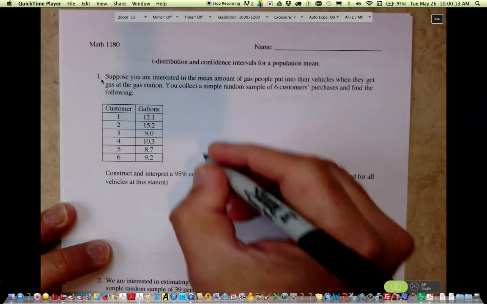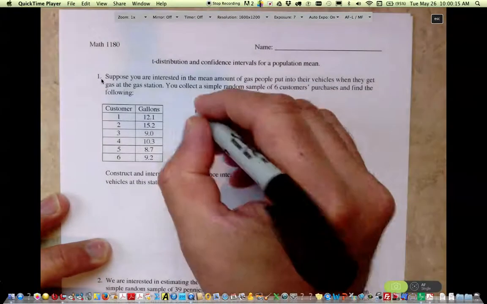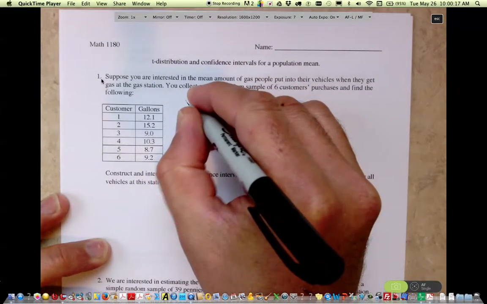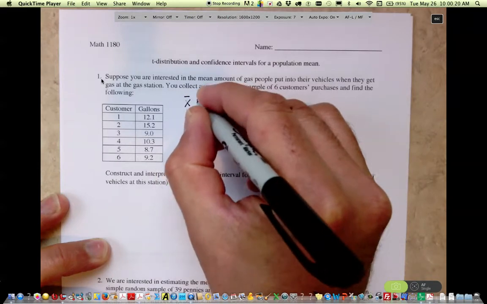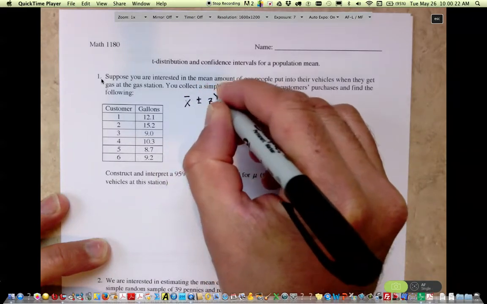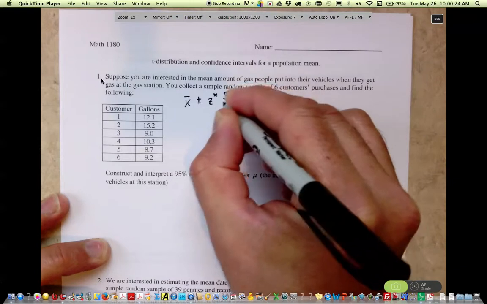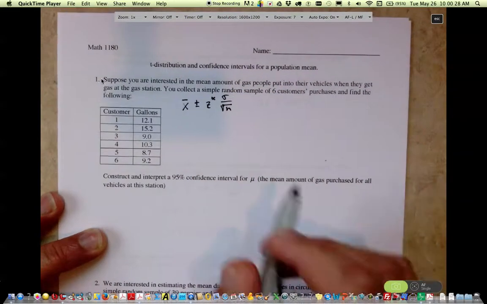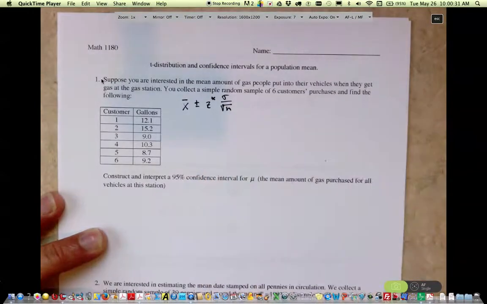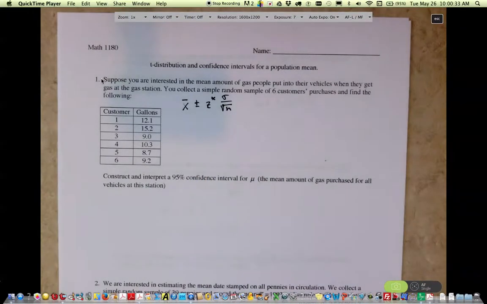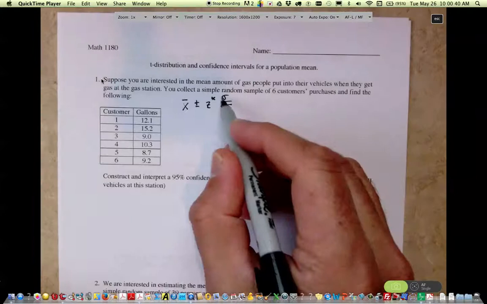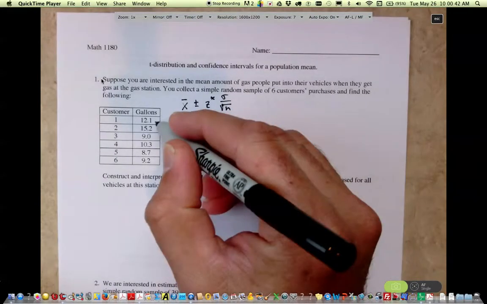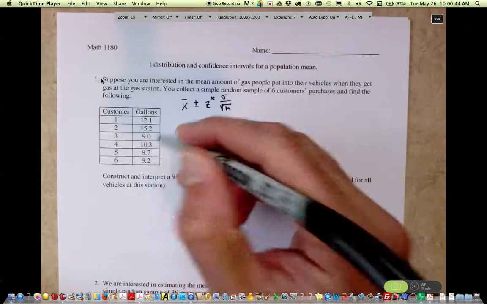All right, so if we did this blindly with what we did before, we'd say this is going to be x bar plus or minus z star times sigma divided by the square root of n. Okay, and then we're going to run into an issue here because we don't know what sigma is. So what we're going to end up looking at is our best estimate. And our best estimate for sigma, how much spread there is in the population, should be fairly close to how much spread there is in our sample.